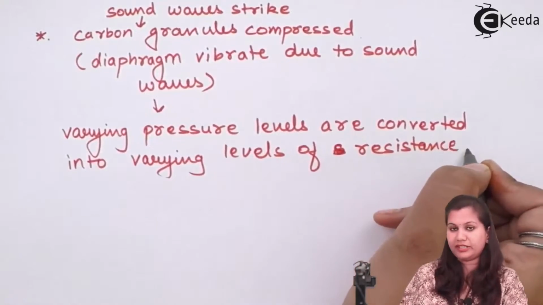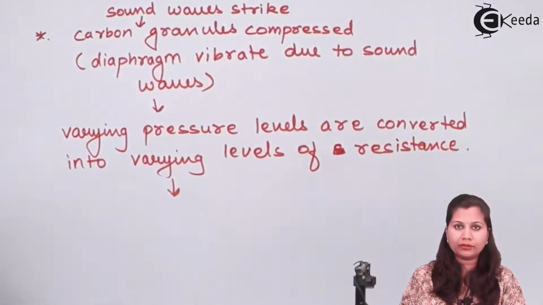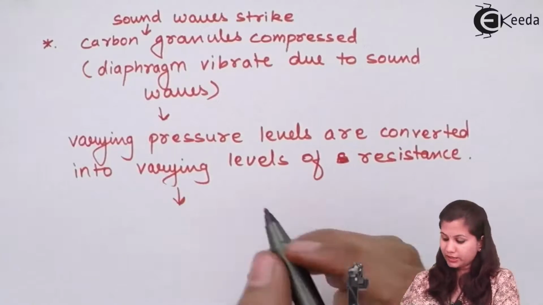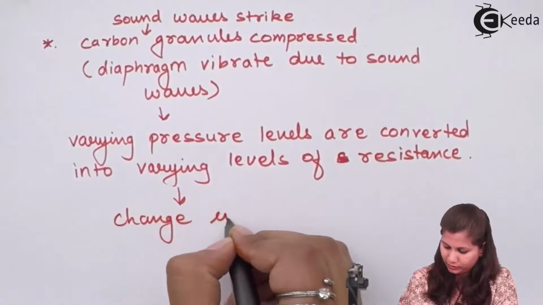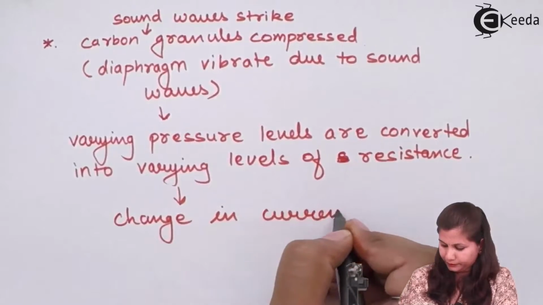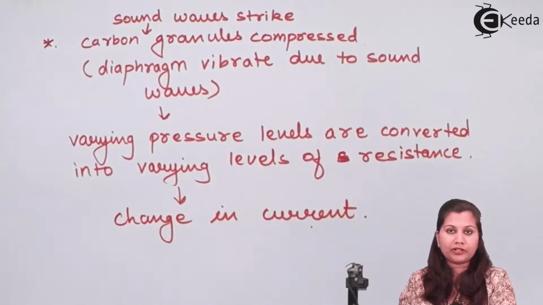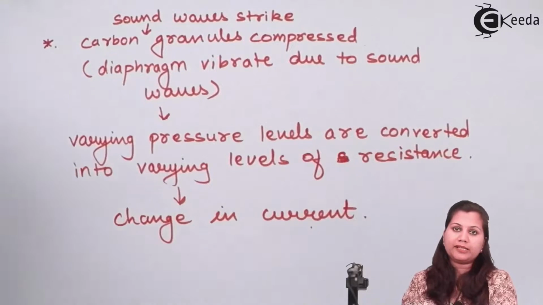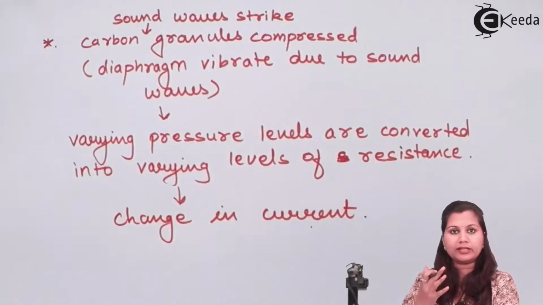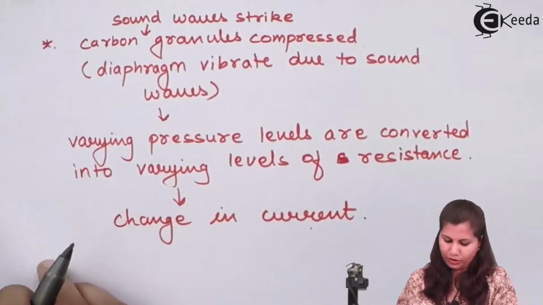And we know that whenever there is a change in resistance in a circuit, there will be a change in the flow of current. So there is a change in resistance, so there will be a change in current also. This current can be measured because we are measuring the output of the microphone. So the change in output is a measure of the sound waves. Okay, so this was the carbon microphone.